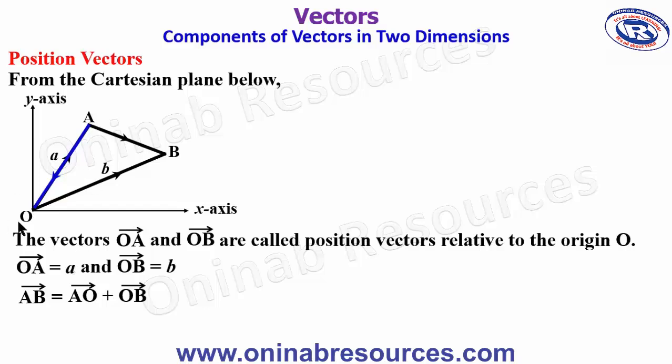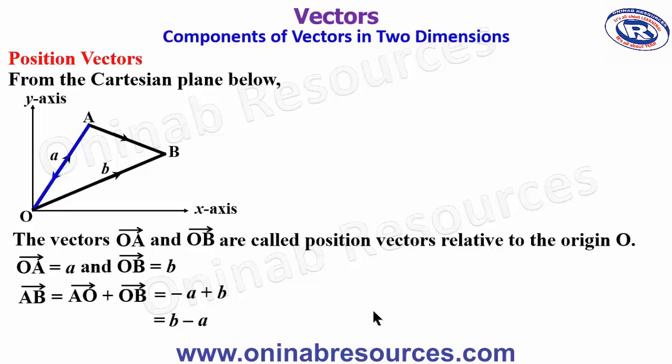But we know that since this OA is a, it means AO is going to give us negative a, and our OB will still remain as b. So that AB, if we rearrange it, gives b minus a. Which means if you are to find AB, it is going to be the position vector of B minus that of A, which will give us the required vector in the appropriate direction.